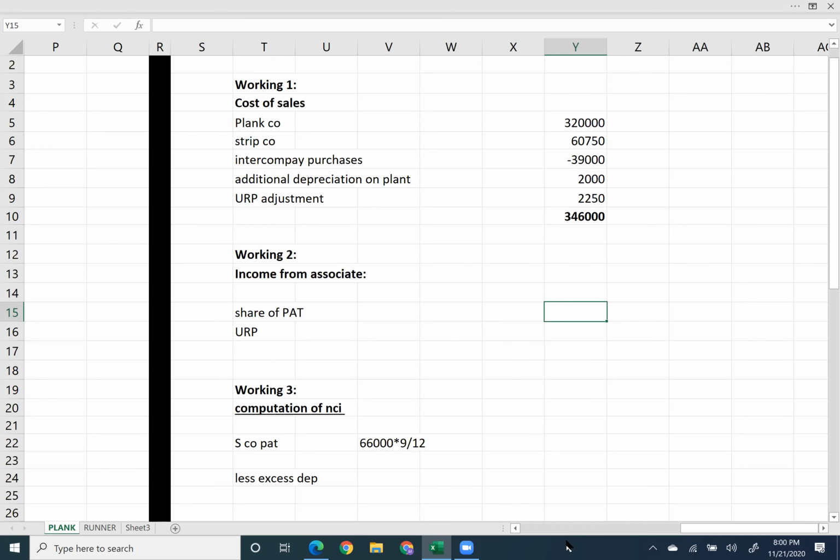Okay, you remember? A company's profit after tax multiplied by your holding percentage. What's A company's profit after tax? It's 92570. Let me write. 92570 times 35%, so 0.35.